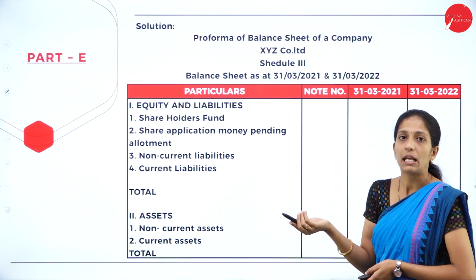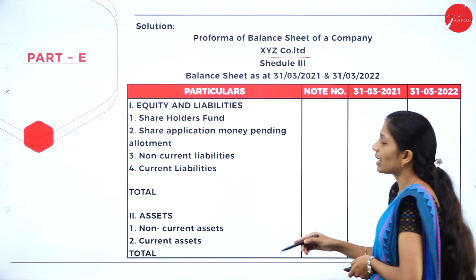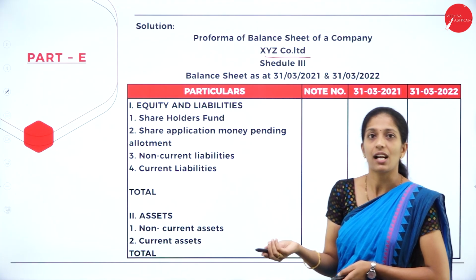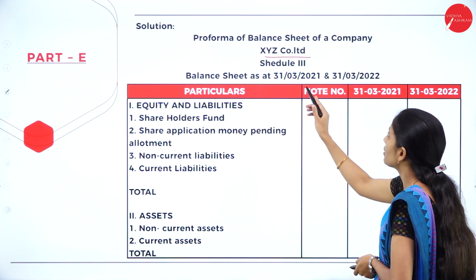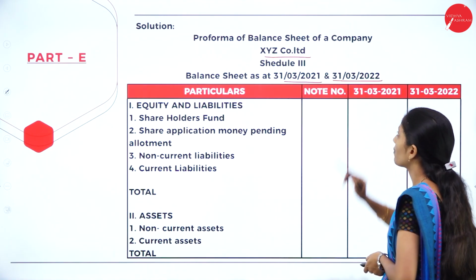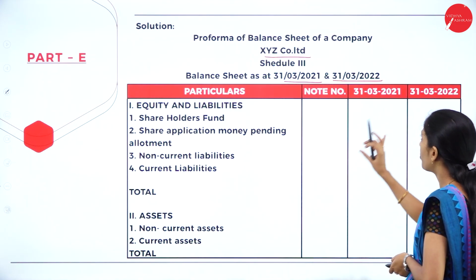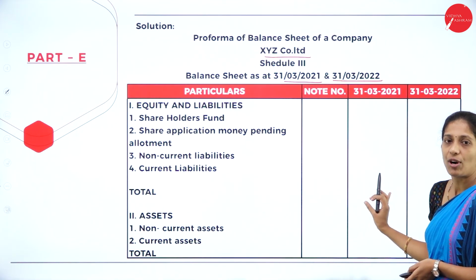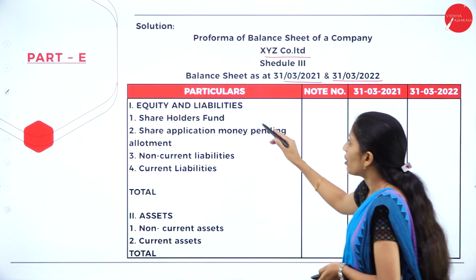You can write your imaginary name, XYZ Company Limited, Schedule 3, that is Schedule 3 of Companies Act 2013. So, this will be the format. Balance sheet as at 31st March 2021 and 31st March 2022. Your format is particulars, note number. You can write only 1 amount column or you can write 2 amount columns also. Okay, so how do you begin?